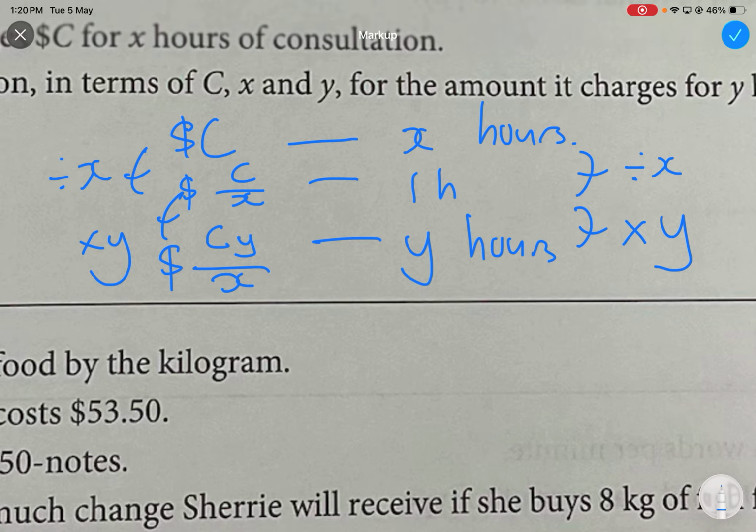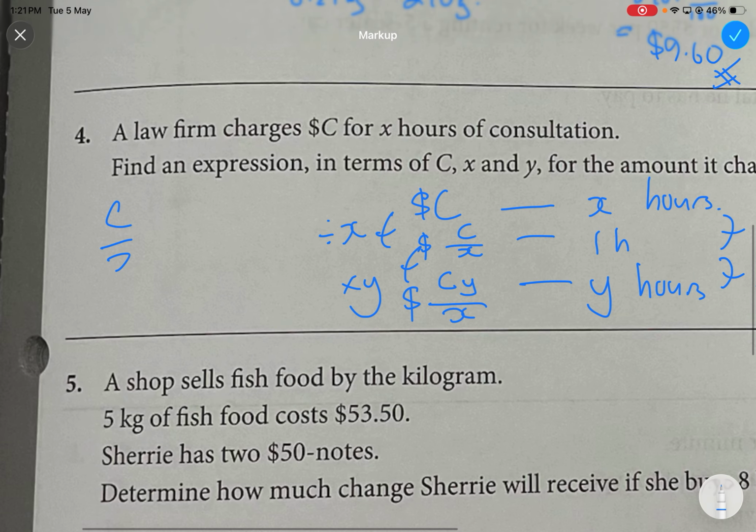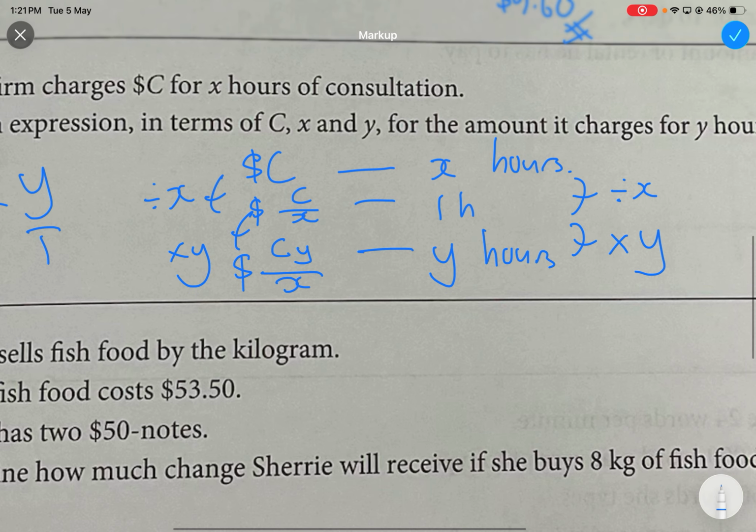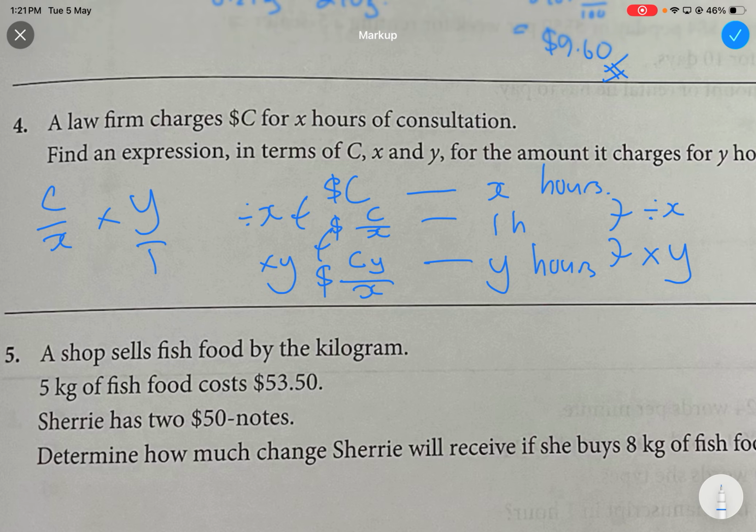Then if 1 hour costs so much, how much will Y hours cost? From 1 hour to Y hours, I multiply by Y. So the other side, I also multiply by Y. C over X times Y. When I multiply C over X and Y, Y is Y over 1. Numerator times numerator, denominator times denominator, then it becomes CY over X. C over X times Y, correct?